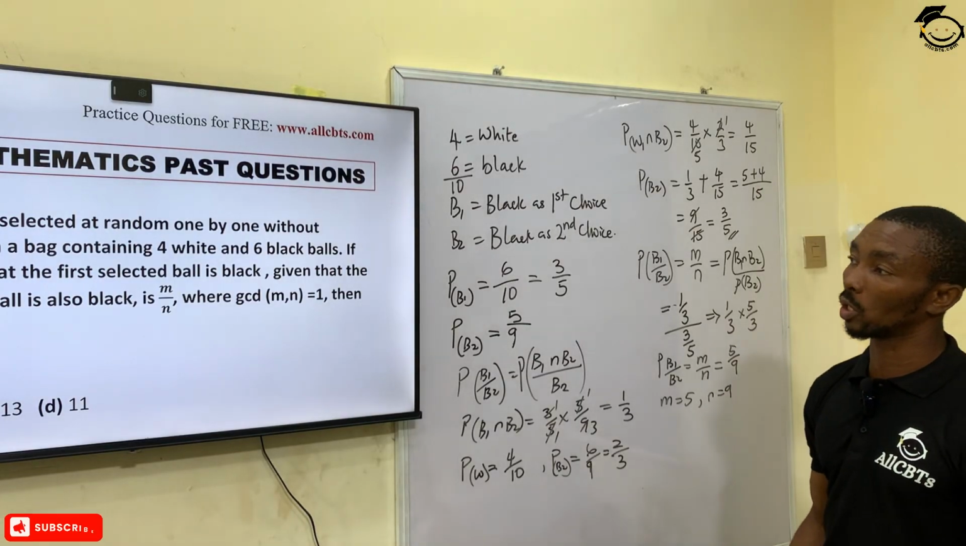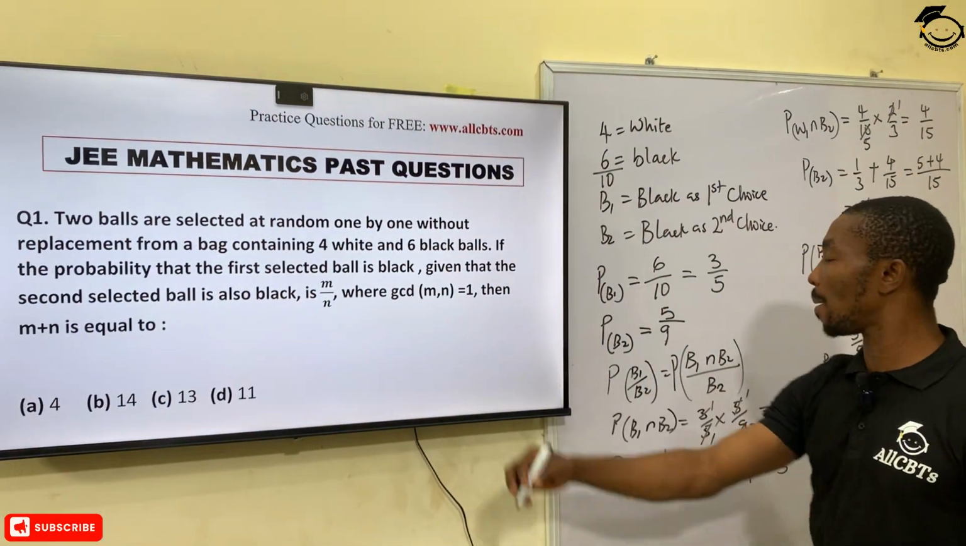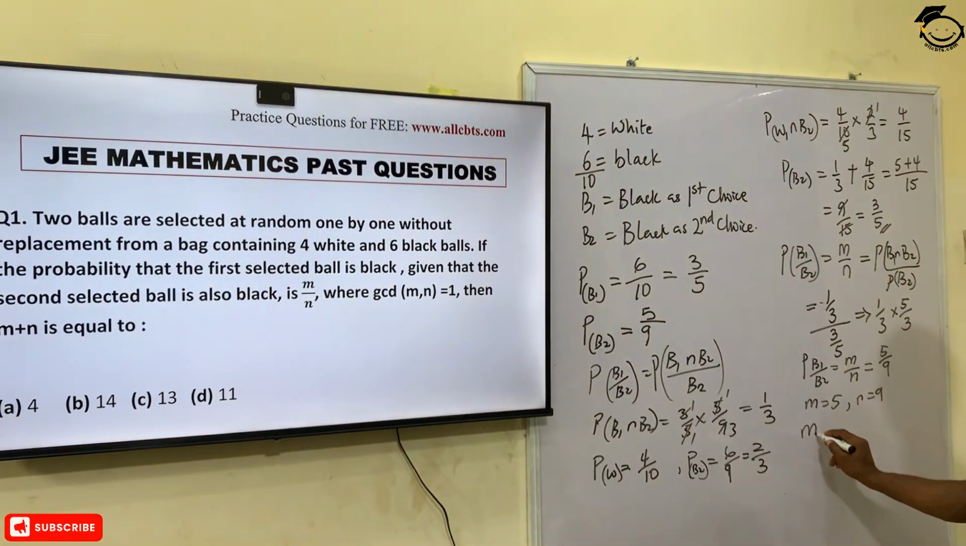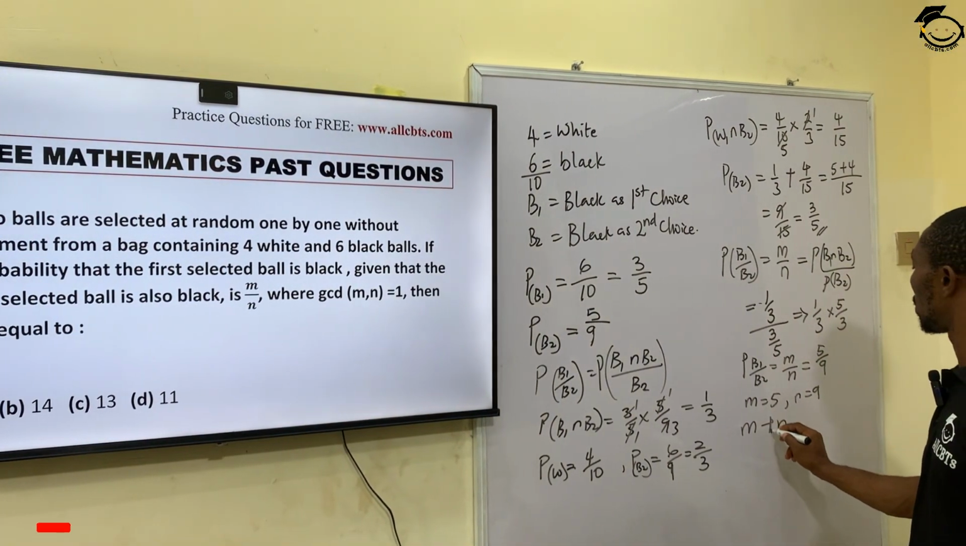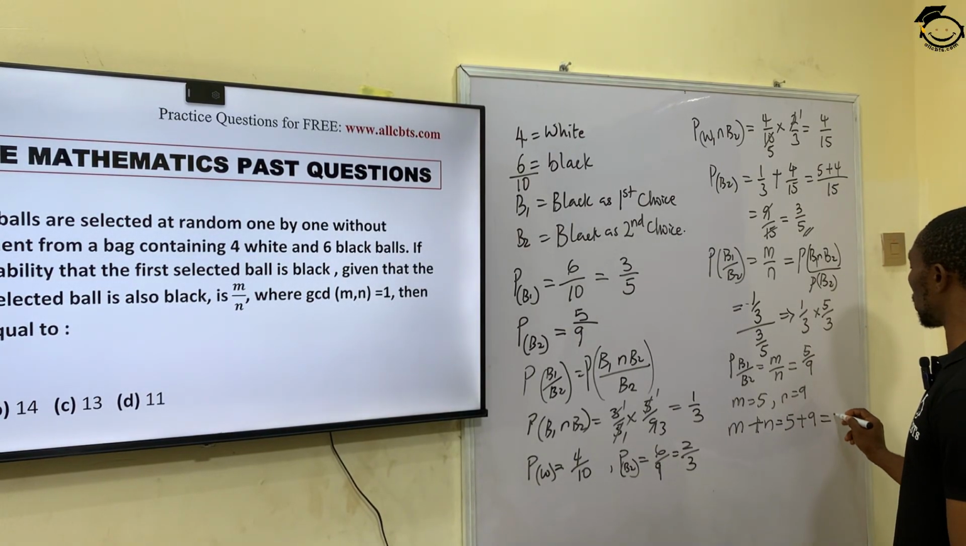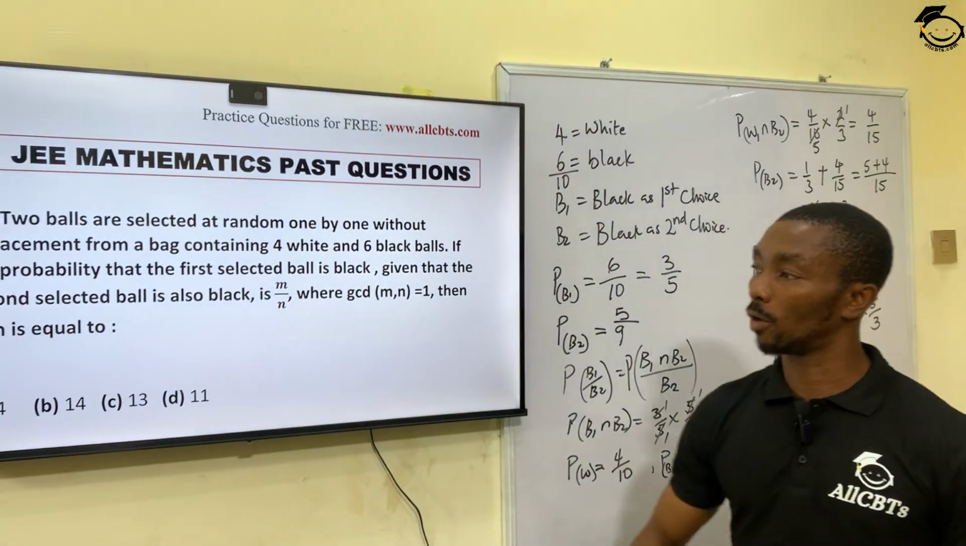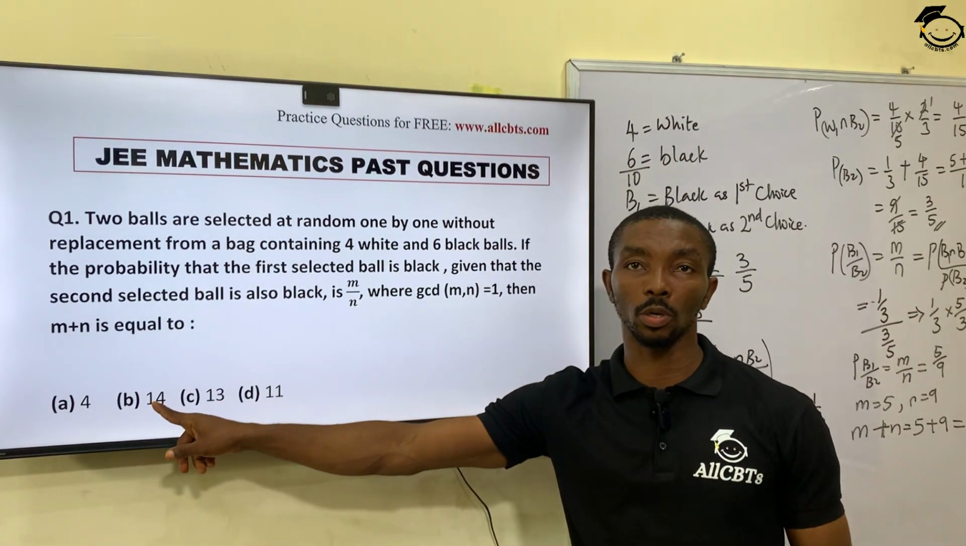So back to our question that says, find the sum of m plus n. Our m plus n would be 5 plus 9, which is 14. So our answer would be 14, which is option B.